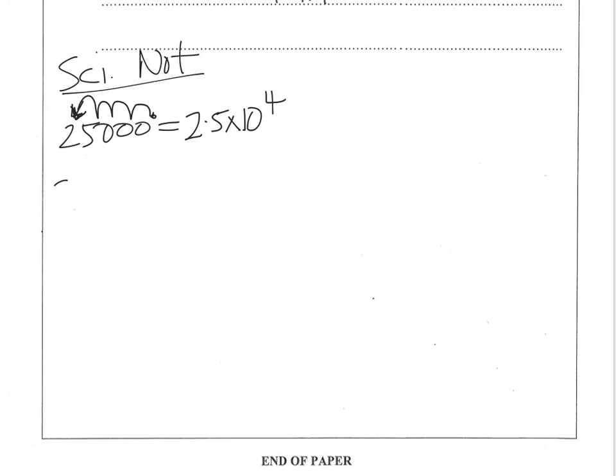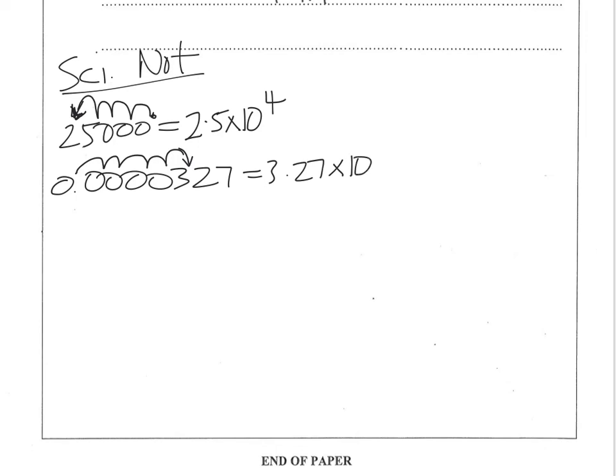Now smaller numbers, 0.0. Okay, so the decimal point needs to jump between the 3 and the 2, because it needs to be 3.27, because it needs to be between 1 and 10. So the decimal point's just here. 1, 2, 3, 4, 5 movements. So it's 3.27 times 10. This time it's small, so it needs to be -5.